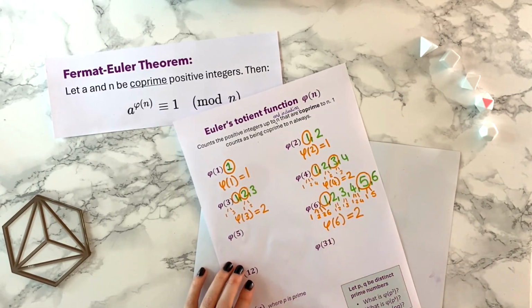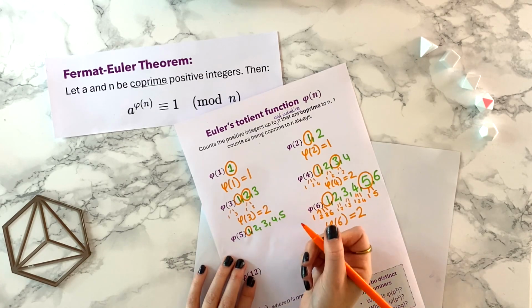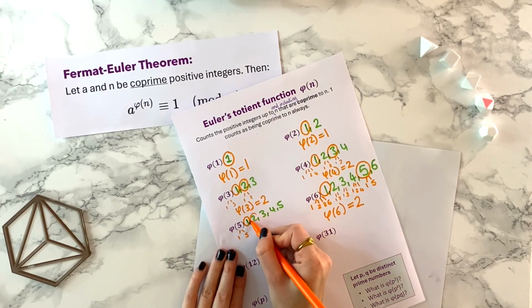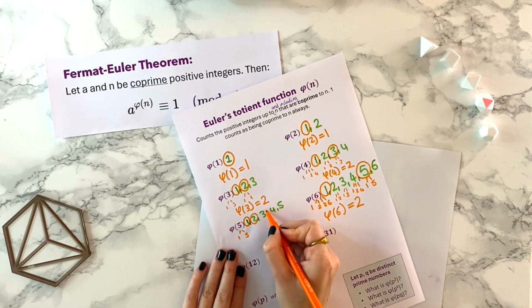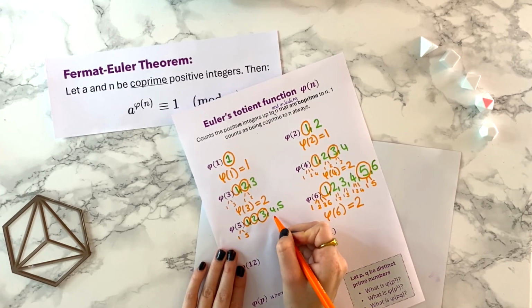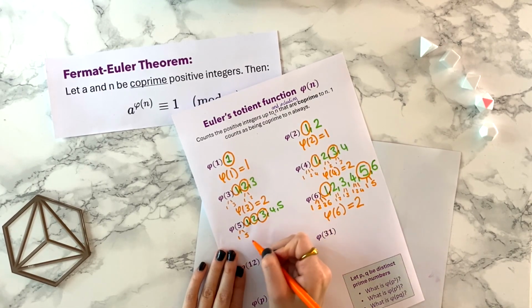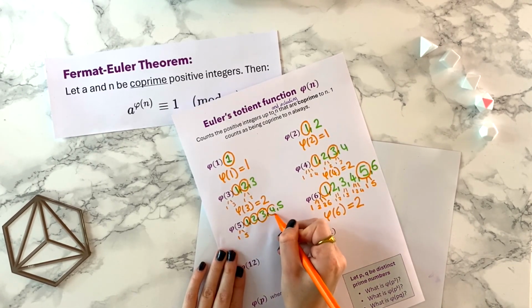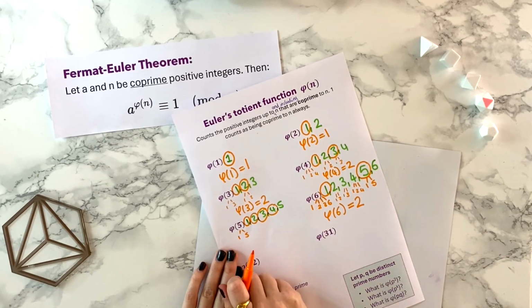Phi of 5, 1 will be coprime to 5, 2 has factors 1 and 2, definitely coprime to 5, 3 has factors 1 and 3, coprime, 4 has factors 1, 2 and 4, only thing in common is the 1, so that's coprime, 5's not coprime to itself.